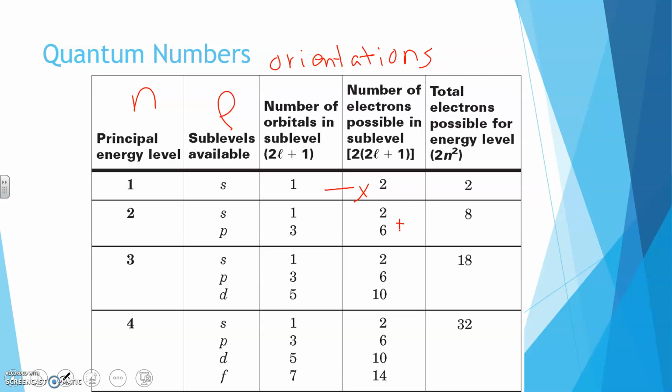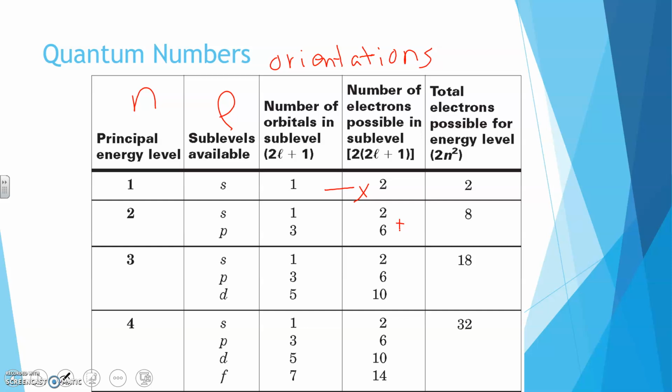You go up to the second principal energy level, so N equals 2. Now you have a different type of orbital present. It's a p orbital, and it has 3 different orientations which can each hold 2 electrons. So that's where you get the 2 and the 6. So you have 8 total possible electrons available in the second energy level.